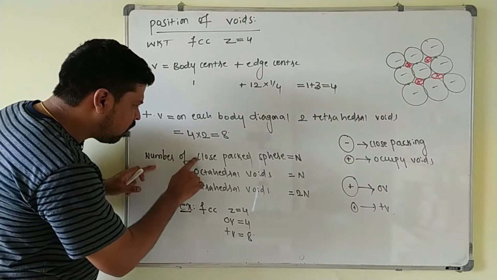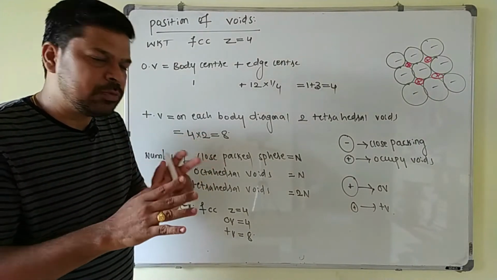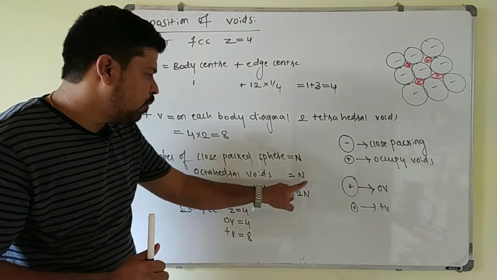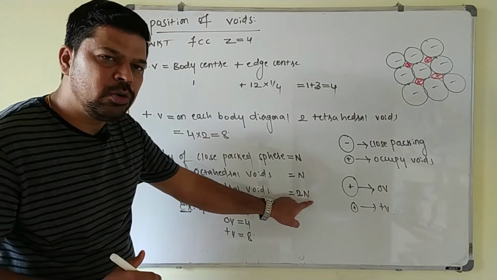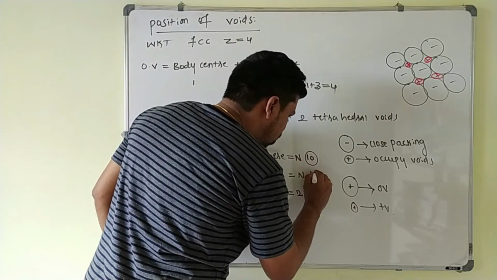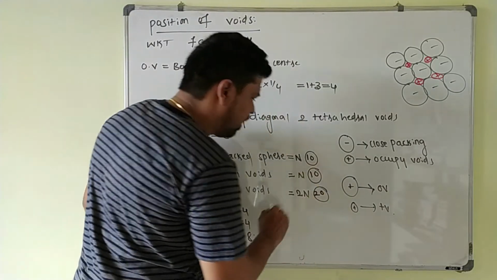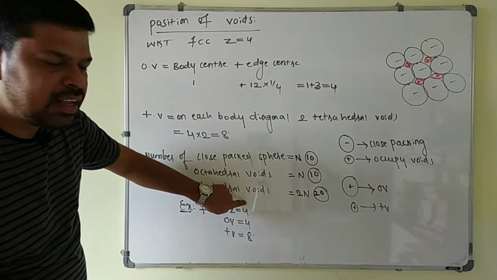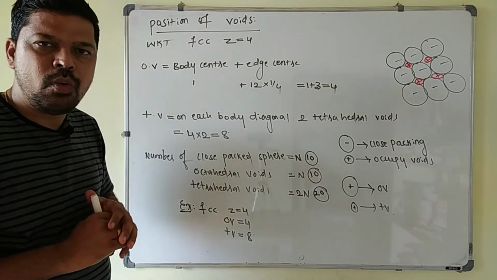The number of close packed spheres is equal to n. Suppose n spheres are involved in the close packing, then n octahedral voids are formed, and the number of tetrahedral voids formed will be equal to 2n. For example, if 10 spheres are involved in the close packing, 10 octahedral voids are formed, and 2n tetrahedral voids means 20 tetrahedral voids are formed. So for FCC, the number of close packed spheres is Z equal to 4, so in FCC 4 octahedral voids and 8 tetrahedral voids are there.